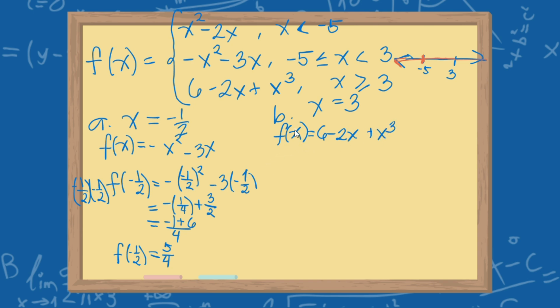Again, to simplify, palitan mo yung x with the assigned value, or 3. So, we'll have f of 3 is equal to 6 minus 2 times 3 plus 3 cubed. And then simplify. So, bring down mo muna si 6. Negative 2 times 3 is negative 6. So, minus 6. And then plus 3 cubed.